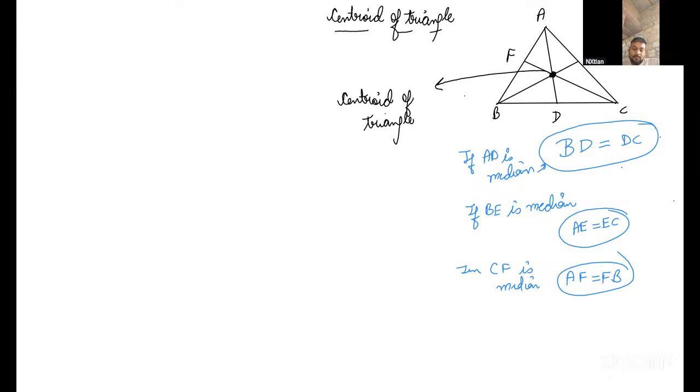A triangle only has three medians, right? Since there are only three corners, three medians. Okay, so the place where three medians meet, that point is called the centroid of the triangle. Now, basically, you should know that the centroid of a triangle.